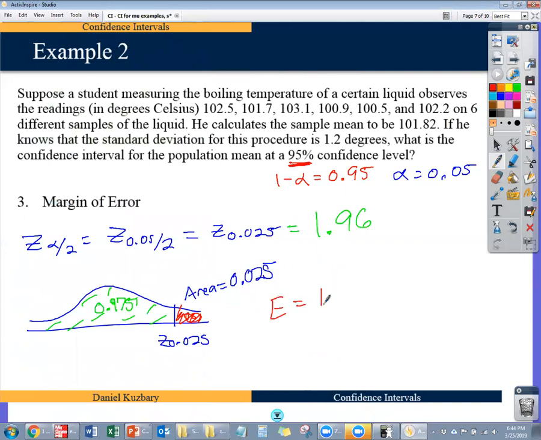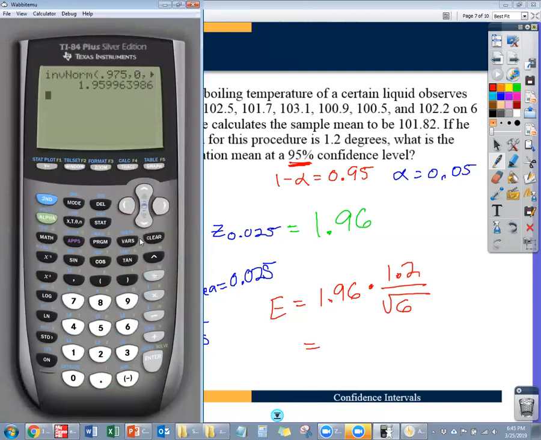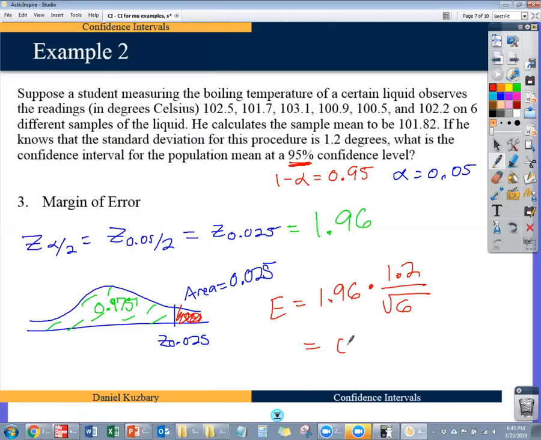So then E is equal to 1.96 times sigma, which I haven't used yet. The standard deviation is 1.2, so that's sigma, over the square root of n, which I had 6 things again, so square root of 6. I'll do all that in my calculator too. So let's do 1.96 times 1.2 over the square root of 6. And I get 0.96, and I don't have any rounding issues this time. Let's do 0.96 as my margin of error.